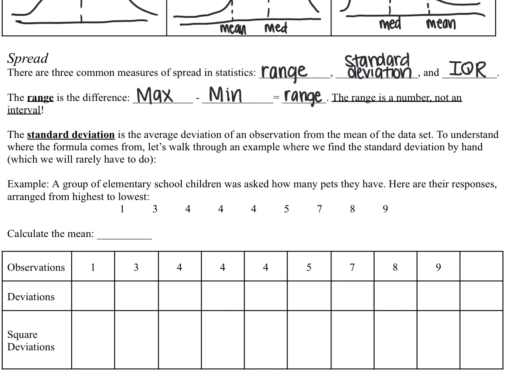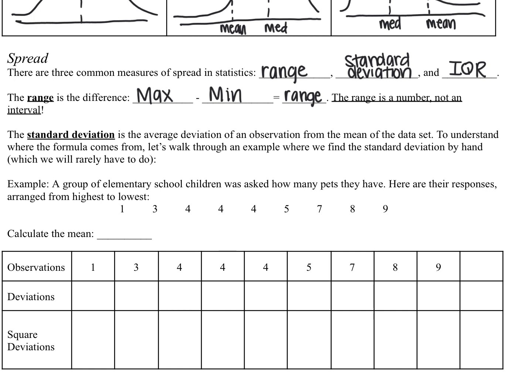One of the most common ways we talk about the spread of a distribution is the standard deviation. Standard deviation is the average deviation, or average distance, of an observation from the mean of the data set. Instead of just giving you the formula and then doing an example after that, we are going to do an example where I talk about each of the steps as we're going along. So for example here, a group of elementary school children were asked how many pets they have, and we have their responses arranged from highest to lowest.